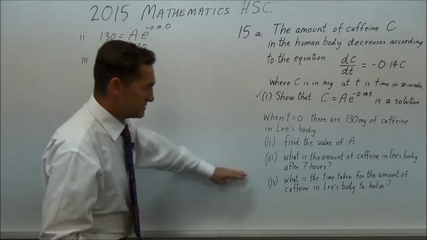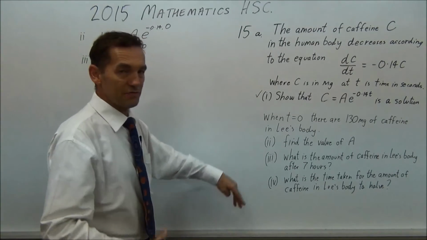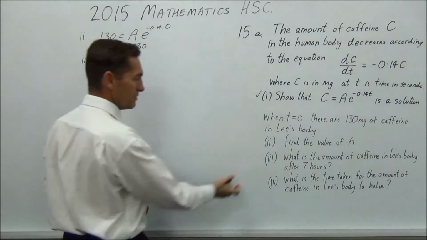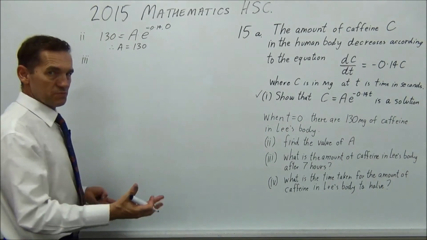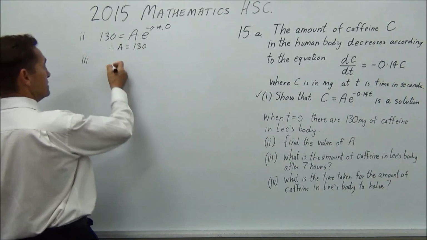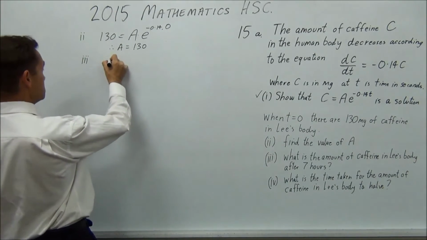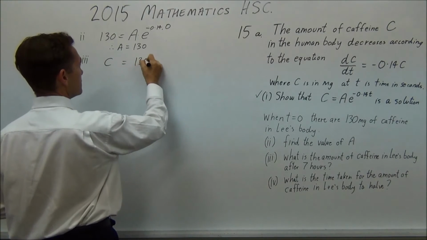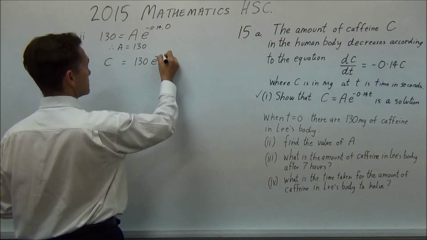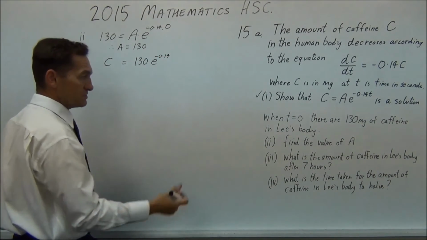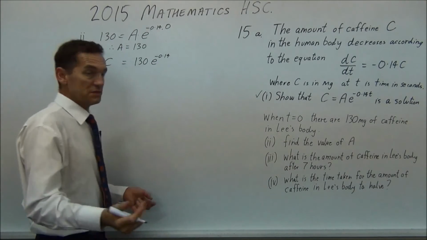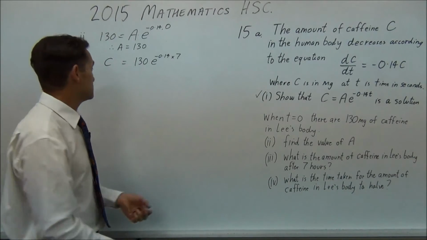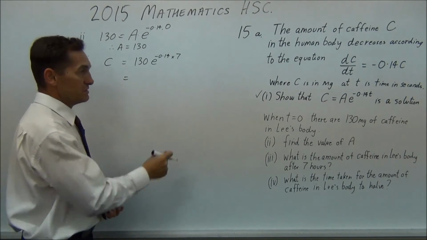Okay, part 3. What is the amount of caffeine in Lee's body after 7 hours? So again, substitute in and figure out what the amount is. And this should be pretty easy, just press it on your calculator. So we want to know what is C. We've got A, because that's 130, e to the minus 0.14, and we've got t, so t is 7. So it's that multiplied by 7. Punch that straight in your calculator and you get an answer, and it's only worth 1 mark.